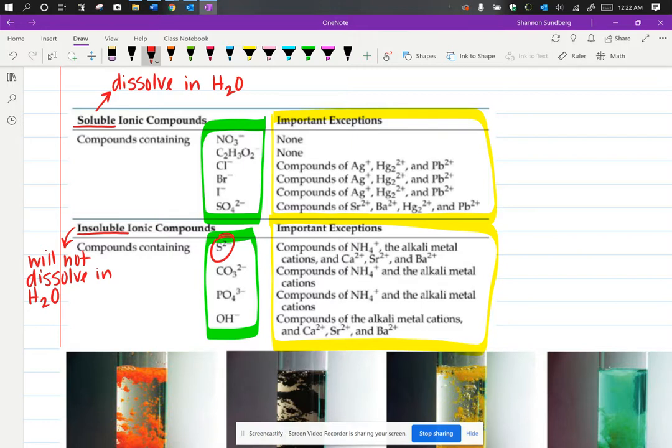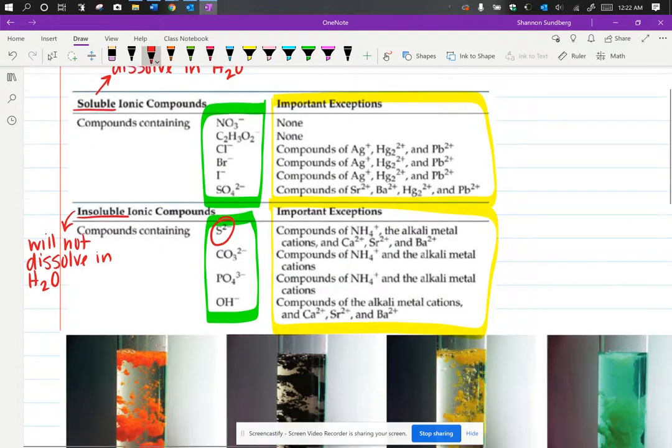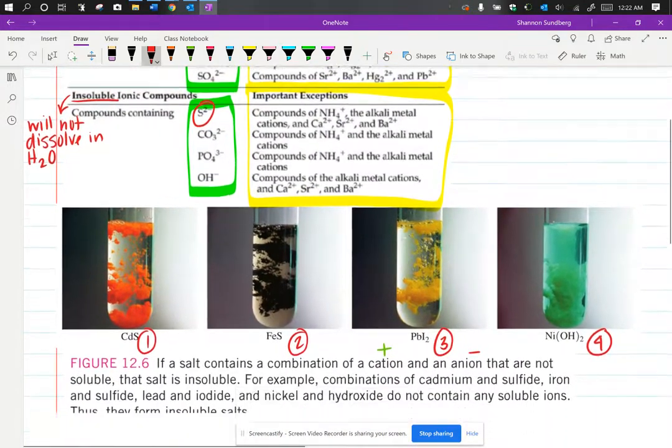But if I look in my yellow box there are always exceptions to the rule. Now we know it's insoluble, but pretend we don't know. It says if sulfur is paired up with a compound of NH4, ammonium, the alkali metal cations, remember alkali, that's group 1, and calcium, strontium, and barium. So that means that if you have calcium and sulfur, strontium and sulfur, barium and sulfur, anybody in group 1 and sulfur, it won't be insoluble anymore. That's an exception to the rule. So it'll be soluble. But unfortunately, it happens to be cadmium and sulfur. That's not an exception to any rule here.